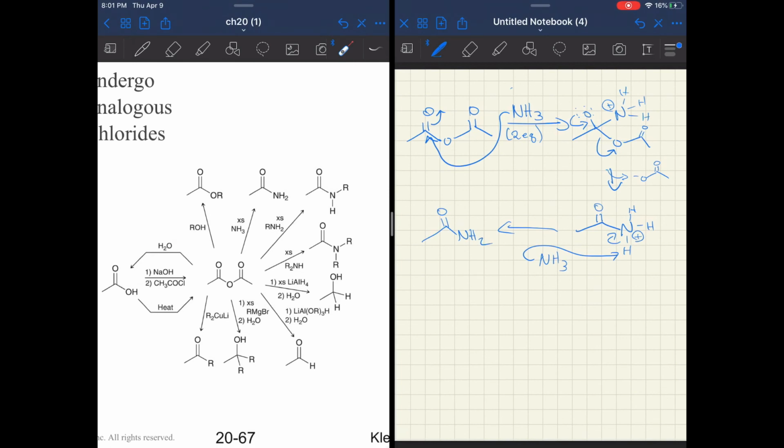This is the exact same mechanism we saw with the acid halide, and that's going to be true for the hydrolysis, alcoholysis, and aminolysis, and the Grignards. You are still responsible for all of those mechanisms. You are also responsible for predicting the products of the reductions and the Gilman.